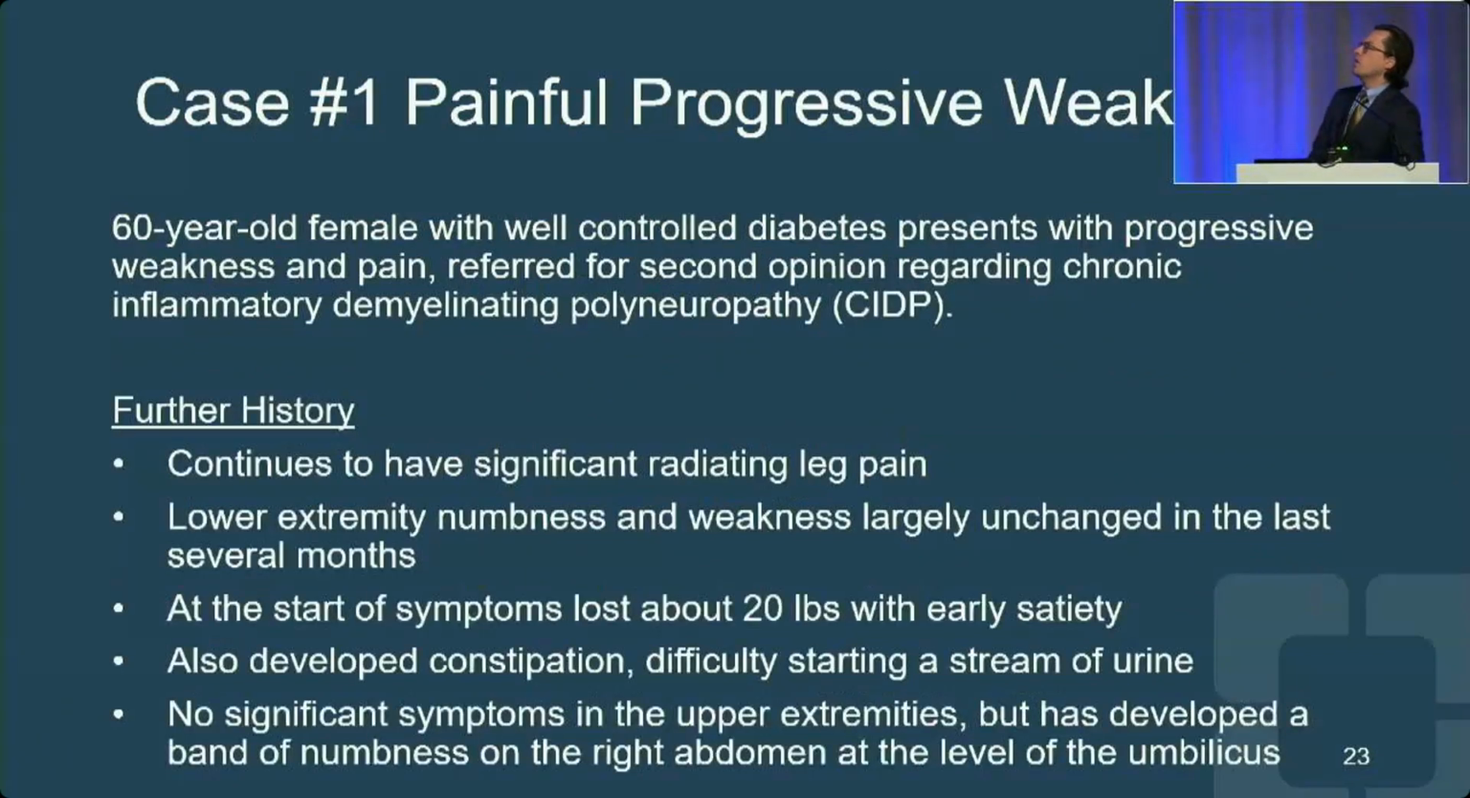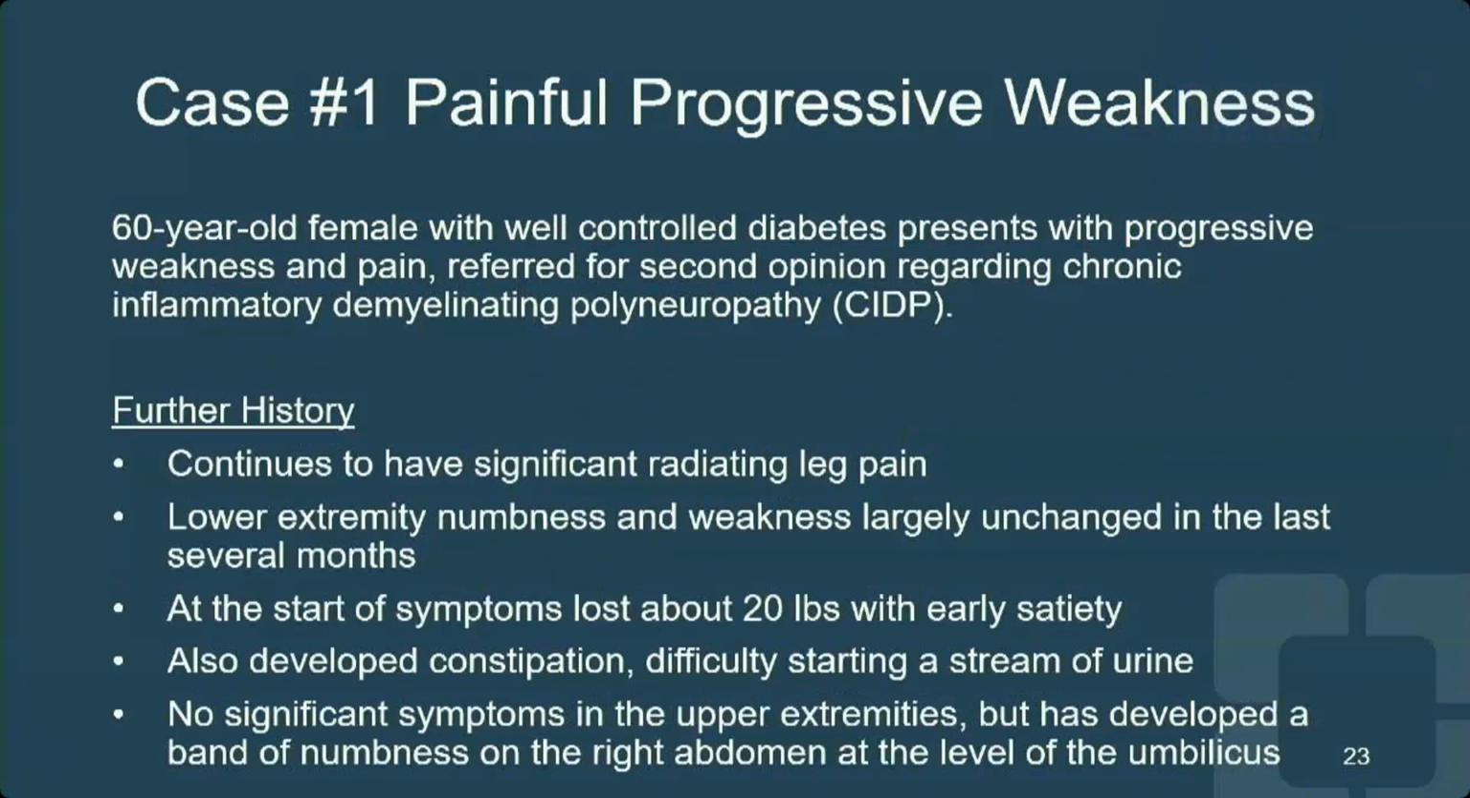So, back to the case, she continues to have pretty severe pain. Her numbness and weakness seems to be largely unchanged in the last several months, so it's kind of stabilized. It's not better, it's not worse. She also notes that at the start of her symptoms, she had about 20 pounds of weight loss and is noting some early satiety. You ask her about different autonomic symptoms like constipation, difficulty starting a stream of urine, and yeah, she does endorse that. Not much orthostatic hypotension though. She says, other than mild numbness, no other significant upper extremity symptoms, but she has developed a band of numbness in her abdomen, sort of at the level of the umbilicus.